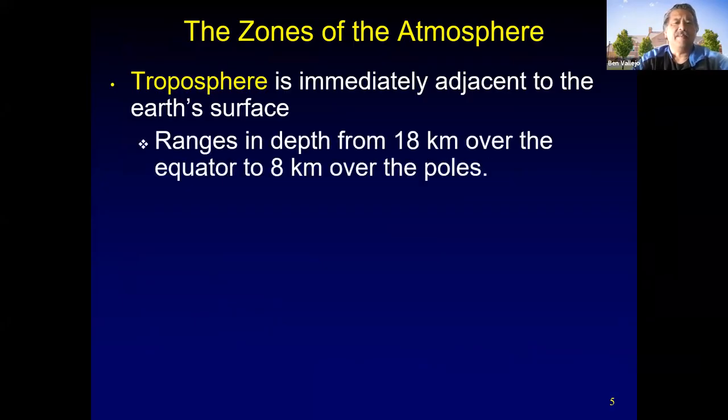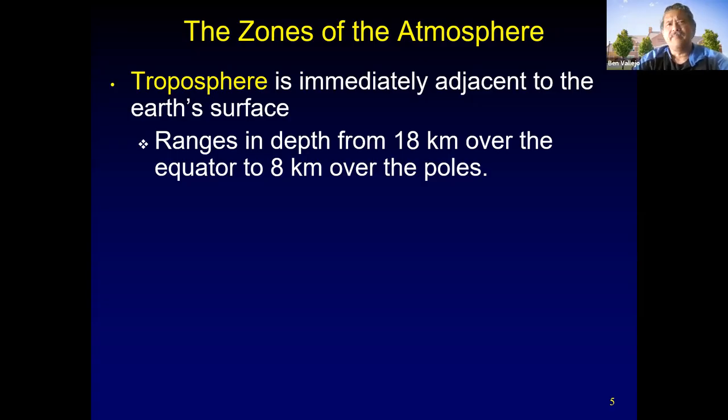It says here the troposphere ranges in depth from 18 kilometers over the equator to 8 kilometers over the poles. If you don't speak metric, I remember that when I used to run a 10K, that was 6.2 miles. So 20K is going to be about 12 miles. As you can see, it's 12 miles at the high, and then it gets thinner over the poles.